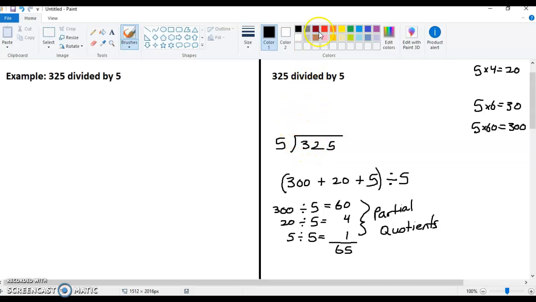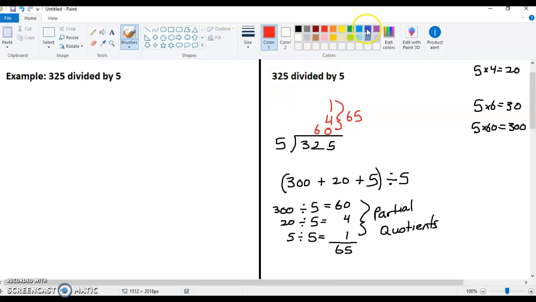And the other way you could do that is you could write it on top of the division bar. You start with 300, that's in the hundreds place. What's 300 divided by 5? We know that 300 divided by 5 is 60. And then you have 20 divided by 5 because there's the 20 right there. We know that 20 divided by 5 is 4. And then you have 5 divided by 5, and we know that 5 divided by 5 is 1. So you just add them together. 60 plus 4 plus 1. 64 and 1 is 65. So all of that is going to equal 65.